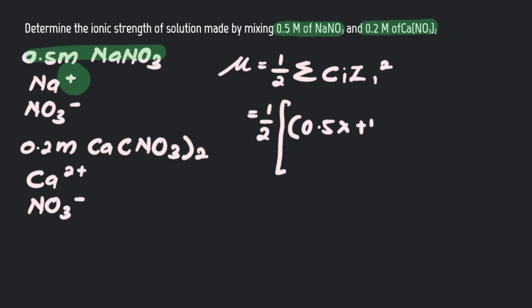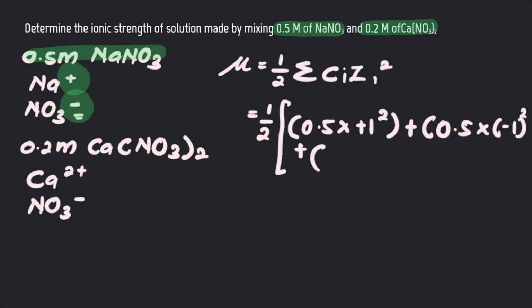is going to be positive 1 squared plus the same concentration times this one. So it's going to be negative 1 squared plus, right, now it's a little bit tricky. So you see here we have 2, right? So the concentration should be 2, but only for NO3. So here for calcium, because it only has 1 calcium here, the concentration doesn't change.